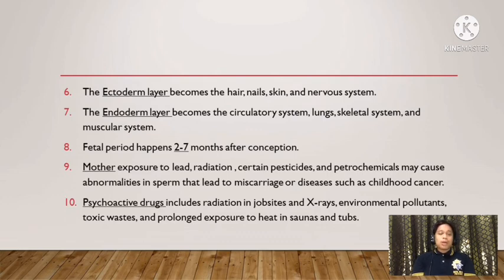Number 9, mother exposure to lead, radiation, certain pesticides, and petrochemicals may cause abnormalities in sperm that lead to miscarriage or diseases such as childhood cancer. I repeat, mother exposure to lead, radiation, certain pesticides, and petrochemicals may cause abnormalities in sperm that lead to miscarriage or diseases such as childhood cancer. The underlined word there is mother.